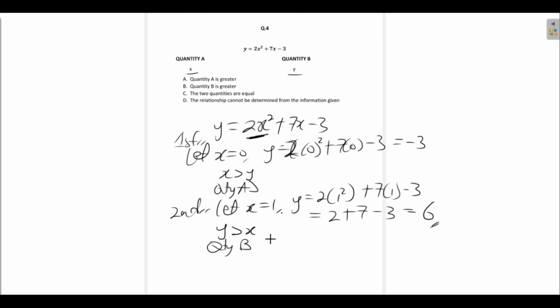Can you see something being played here? I told you during question 3 or 2 that when you have two scenarios where in the first instance quantity A is greater than B, and in the second scenario quantity B is greater than A, clearly the relationship cannot be determined.